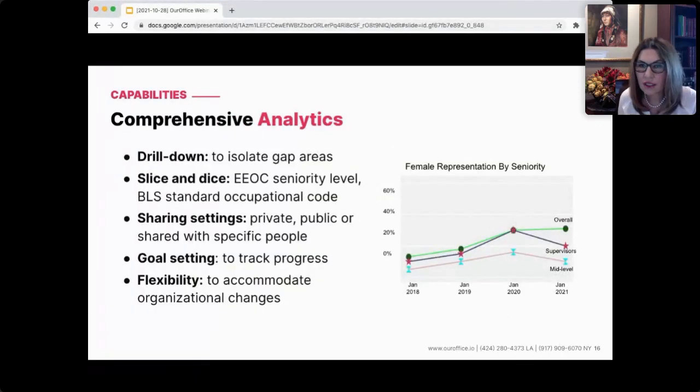The next one here is an example, again, of other characteristics you want to look for. Drill down, slicing and dicing by seniority levels, by BLS standard occupational codes. The ability to share these. Here you see on the right-hand side, female representation by seniority. We have the overall, we have first-line supervisors and mid-level. It's really important to look at it structurally like this, and then to set goals. So you want a tool or a piece of software that allows you to also set goals and track progress. And then you want one that is flexible enough to accommodate organizational change quite easily.